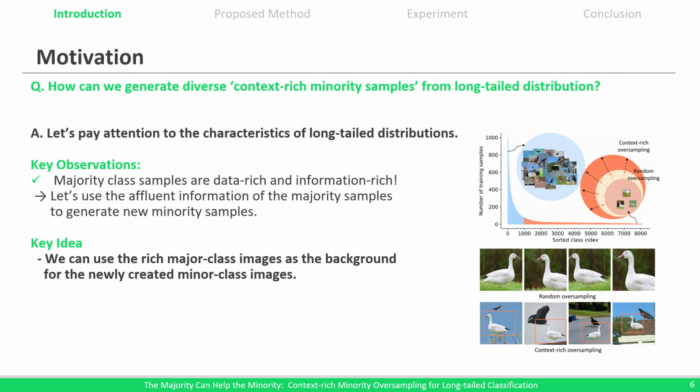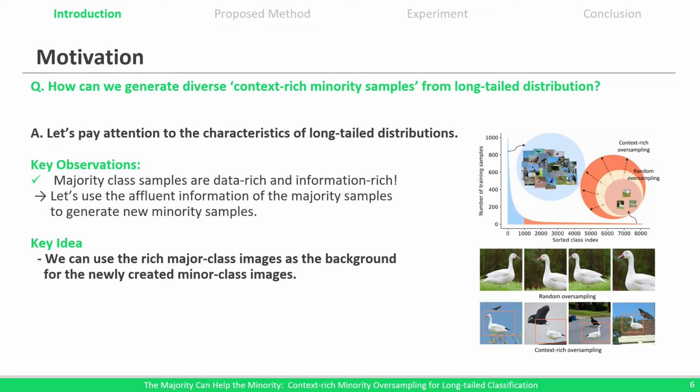To generate diverse, context-rich minority samples from a long-tail distribution, we pay attention to the characteristics of long-tail distributions. That is, we observe that majority class samples are data-rich and information-rich. For example, consider a minority class of snow goose in which the geese always stand up in grass in the training images. Repeated oversampling or interpolating within the class can only create similar images, as in the figure.